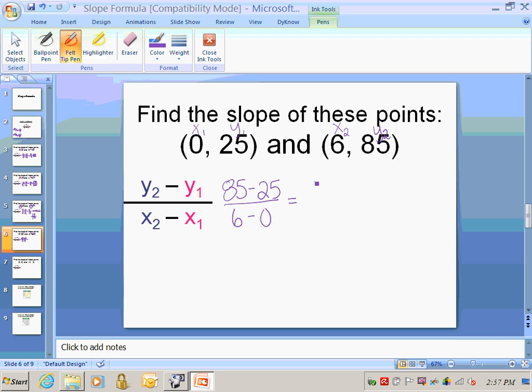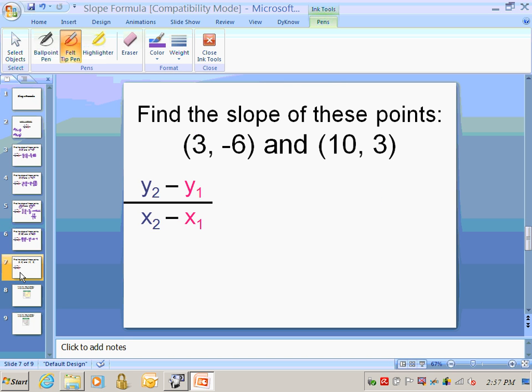85 minus 25 is 60. Divide by 6 is 10. So what this tells me is I'm rising 10, and any whole number, it's the same thing as having 10 over 1. So I'm rising 10 and running 1. And the last one we're going to do like this.